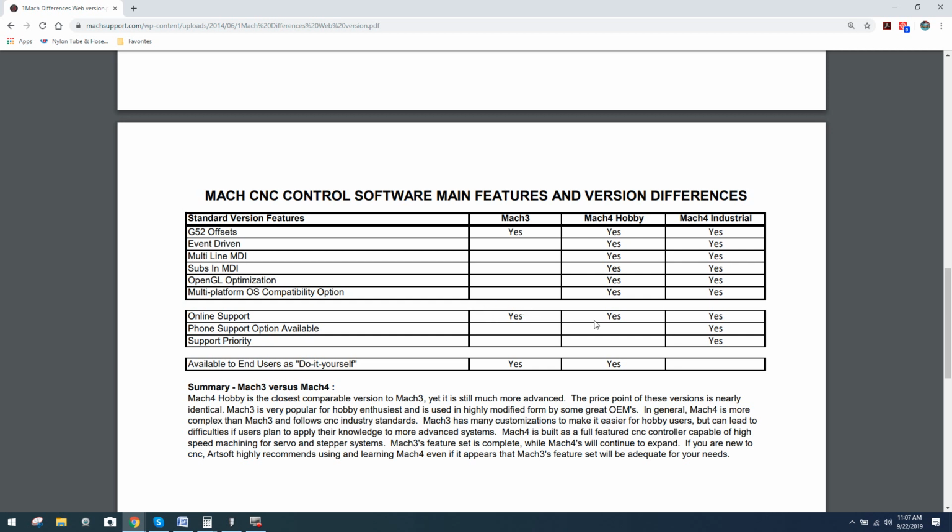Online support, yes, all three of them have that. Again, one thing that I think is most critical here and missing is online support, not only online support, but the dated library of online support available.